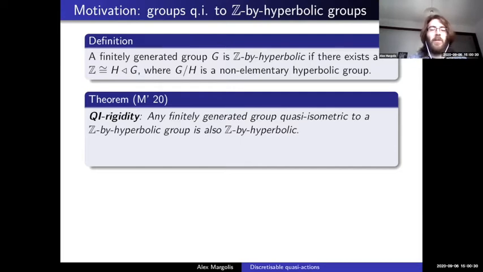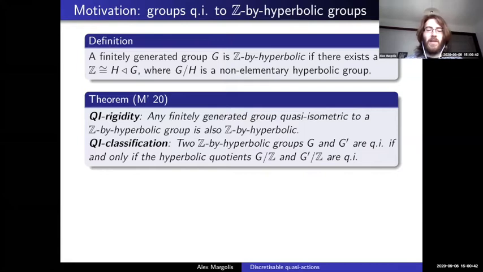As I said, in general, these sorts of theorems aren't necessarily true. It's not true that having a normal subgroup is preserved by quasi-isometries. There's something interesting going on here. To complement this, we have a QI classification: 2 Z by hyperbolic groups are quasi-isometric if and only if the associated hyperbolic quotients are quasi-isometric. This was actually already known before, so I'm more interested in the first part, the QI rigidity.